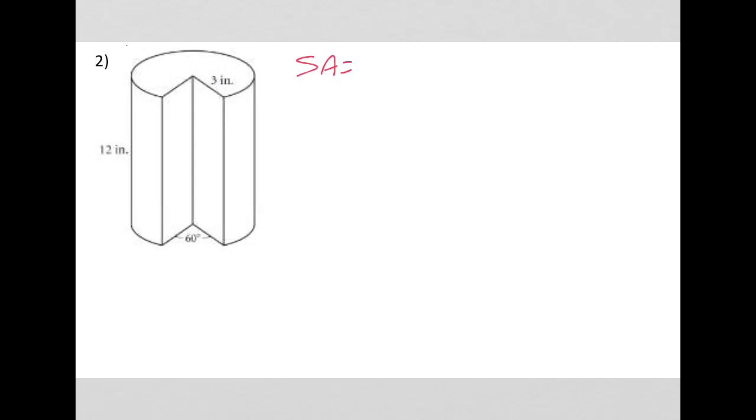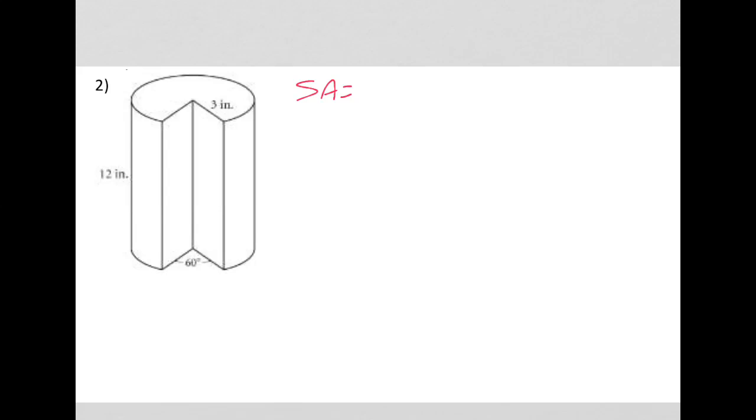circle. So if it were a full circle, it would just be pi r squared. But it's not a full circle, so we also need to multiply that by the percent of a circle that it is, which is, notice there's 60 degrees missing from that full circle. So there are 300 degrees remaining out of that total 360. So I need to multiply the circle by that fraction, 300 over 360.